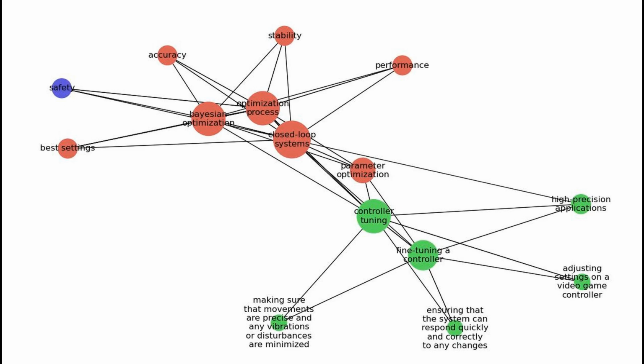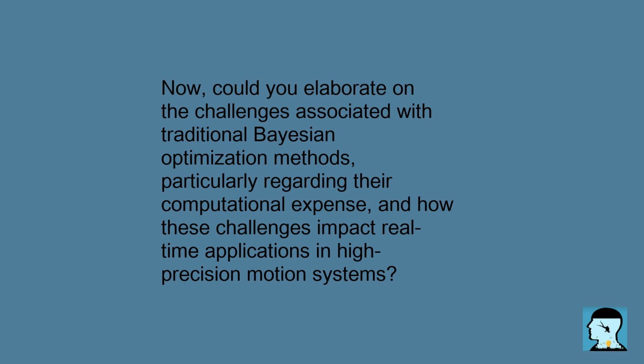In summary, proper controller tuning and parameter optimization help achieve the best performance and accuracy in closed-loop systems, making them vital for tasks that require high precision. That's a great analogy for understanding the significance of controller tuning and parameter optimization in closed-loop systems. Now, could you elaborate on the challenges associated with traditional Bayesian optimization methods, particularly regarding their computational expense, and how these challenges impact real-time applications in high-precision motion systems?